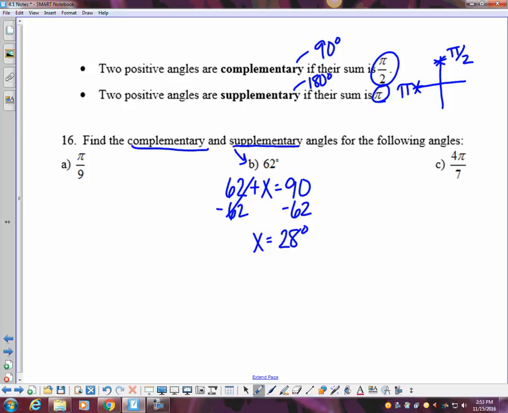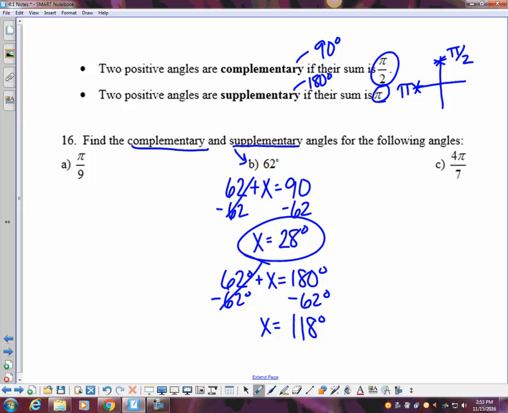Now that's the complement. The supplement would be 62 degrees plus x equals 180 degrees. So then 180 minus 62 is 118 degrees. So that's this guy's complement, and that's his supplement. Adding to 90 degrees and adding to 180 degrees.